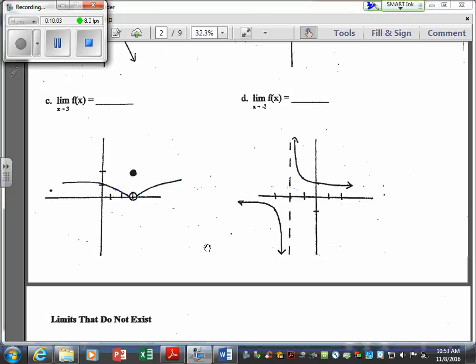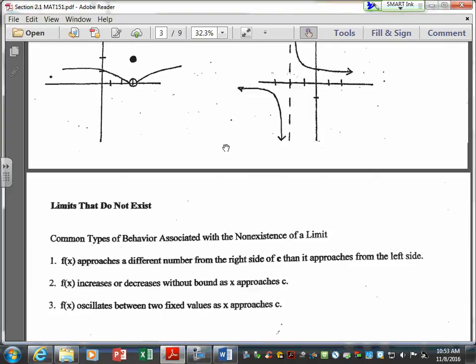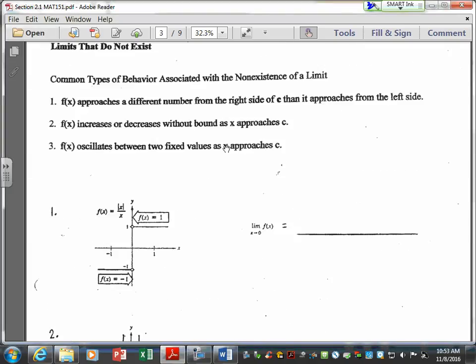And just like I promised you, look at some particular cases in which limits do not exist. The three cases: first, if the function approaches a different number from the right than it approaches from the left. So when I look at the left, I go to a y value of 3, and I come from the right and I get a y value of 2, that limit does not exist. Particular example here, from the left we're at -1, from the right we're at +1, so we would just say the limit of the function as x approaches 0 does not exist. That is the first case.